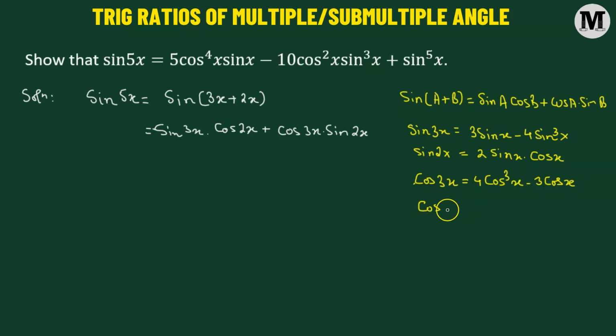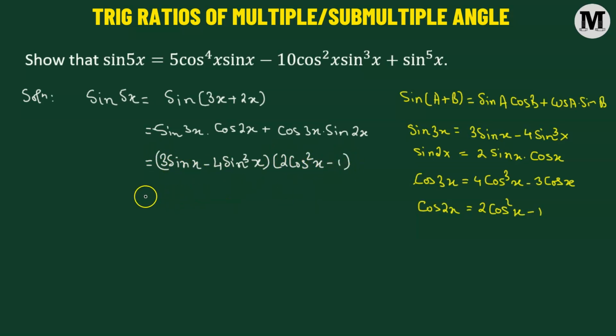And we have cosine of 2x. Here cosine of 2x has 3 forms, but in this particular case we will be using the formula 2 times cosine squared x minus 1. So let's substitute all of these values into our formula. Sine 3x will be replaced with 3 times sine x minus 4 sine cubed x, whole multiplied to cosine of 2x. We will use 2 times cosine squared x minus 1 in the place of cosine 2x. This will be added to cosine of 3x, so that's 4 times cosine cubed x minus 3 cosine x, whole multiplied to sine 2x, so that will be 2 times sine of x times cosine of x.